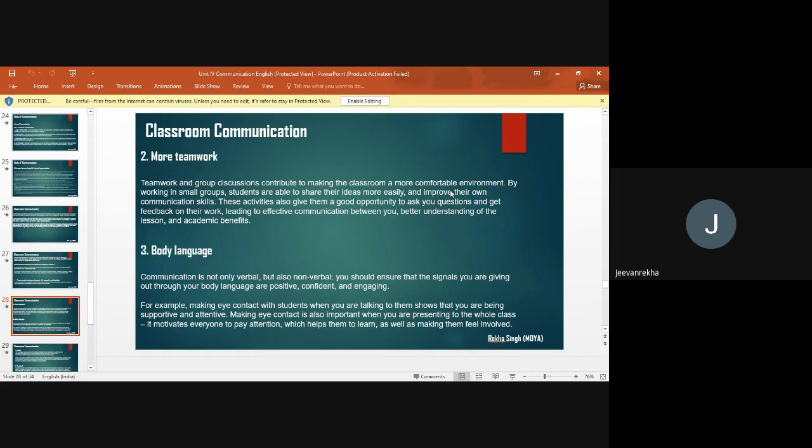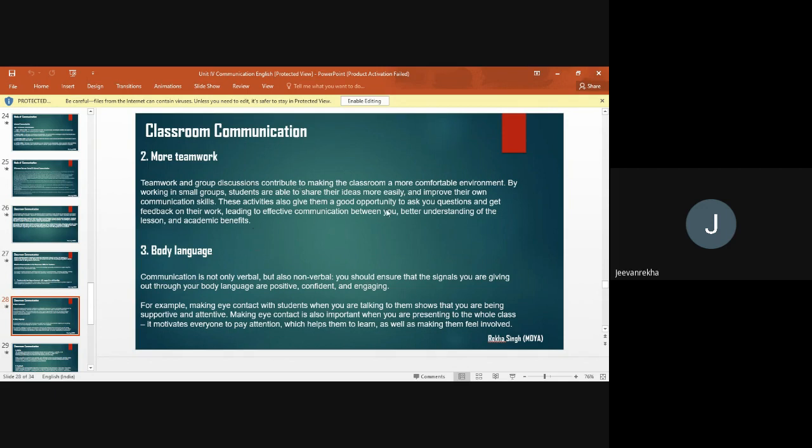By working in small groups, students are able to share their ideas more easily and improve their own communication skills. Students should be comfortable to discuss the topic, and they will become a very good speaker. After discussing in the group, they will have a good command of communication skills. These activities also give them a good opportunity to ask you questions and get feedback on their work, leading to effective communication between you, better understanding of the lesson and academic benefit.